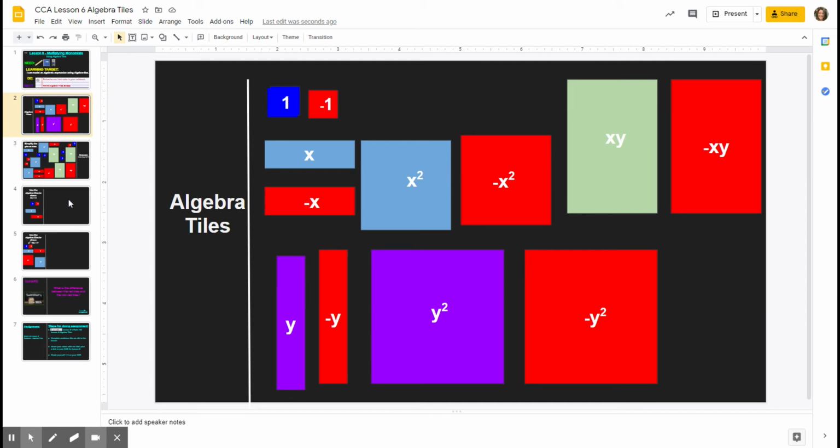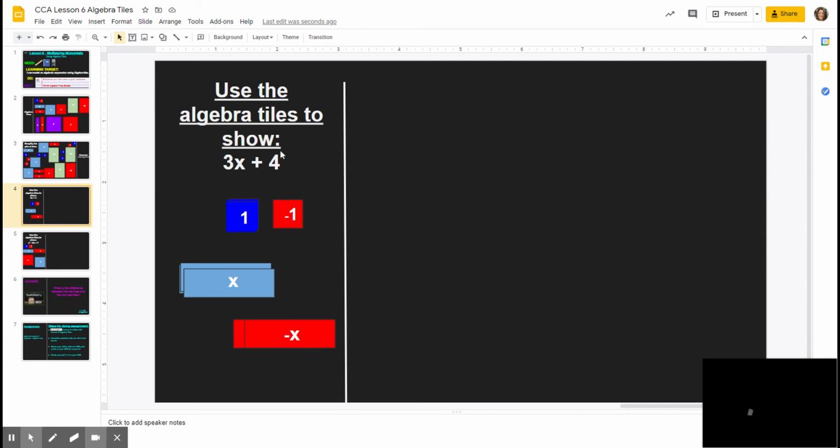Okay, so what we're going to do today is talk about how I can use algebra tiles to show this algebraic expression of 3x plus 4.